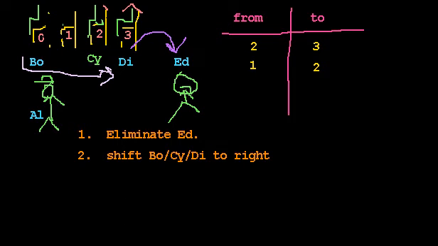And then the last move is going to be Bo moving from seat 0 to 1. Bo moves from 0 to 1. So here's Bo was in seat 0. Now Bo is in seat 1.